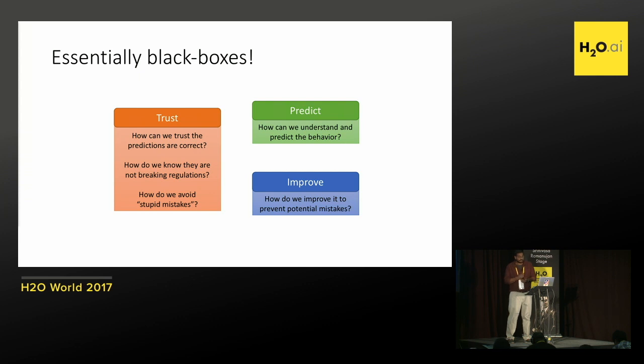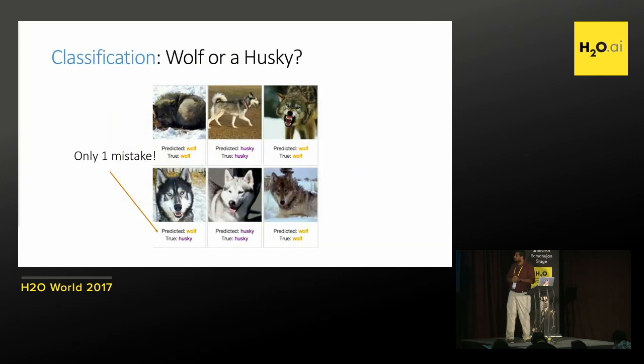So for example, if we go back to this example that I showed you, where the machine learning classifier was making only one mistake, I'll tell you how we came to this conclusion, but it turns out that this machine learning classifier is basically detecting snow. Every time it sees snow, it predicts wolf. Every time it doesn't see snow, it predicts husky.